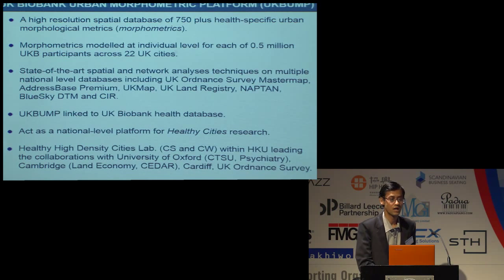Now, the UK Biobank Urban Morphometric Platform is a high-resolution database of 750-plus urban health morphological matrices, or morphometrics. They have been modeled at an individual level for each of the participants of the UKB, and include state-of-the-art spatial and network analysis techniques on multiple national-level data sets, including UK Ordnance Survey MasterMap, AddressBase Premium, Land Registry, NaPTAN, Bluesky, Digital Terrain Model, as well as a sub-meter resolution color infrared image.